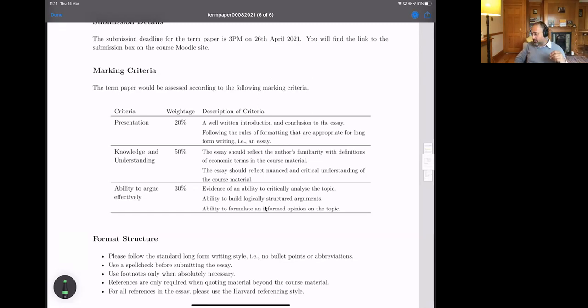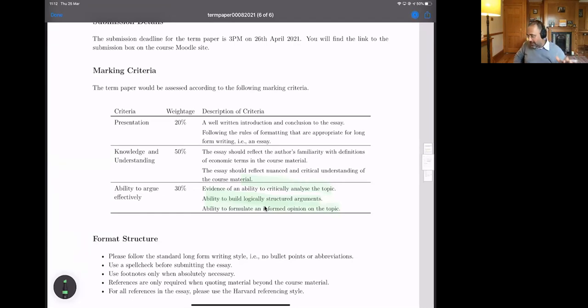So 30% is your ability to critically analyze the topic, structure arguments, and substantiate your opinions. If you want to have an opinion, put it towards the end, but substantiate your opinion. So the question is, have you read the material and can you effectively argue? Reading the material is more important. Understanding the material is more important. Effectively arguing is important, but it's a next stage.